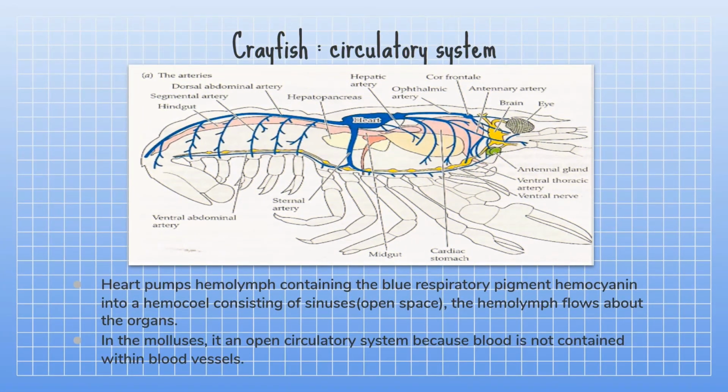The circulatory system of the crayfish starts when the heart pumps the hemolymph that contains the blue respiratory pigment hemocyanin. The hemolymph then flows to the hemocoel that consists of open spaces or sinuses. Later, the hemolymph flows to the organs. Like in the mollusk, this is an open circulatory system because crayfish blood is not contained within blood vessels.